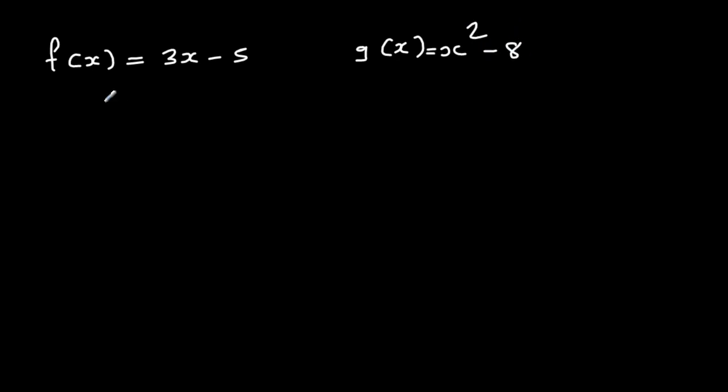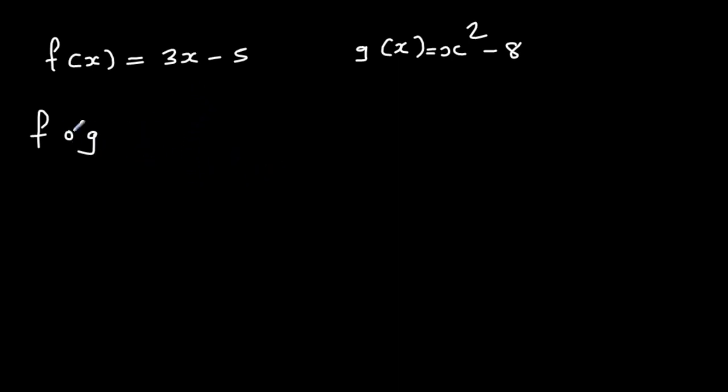Hello, in this presentation we will talk about composite functions, and let us start with a very easy example. Let us say I have f of x is equal to 3x minus 5. I have another function, g of x is equal to x square minus 8, and I want to find f of g, and this open circle means I am talking about a composite function.